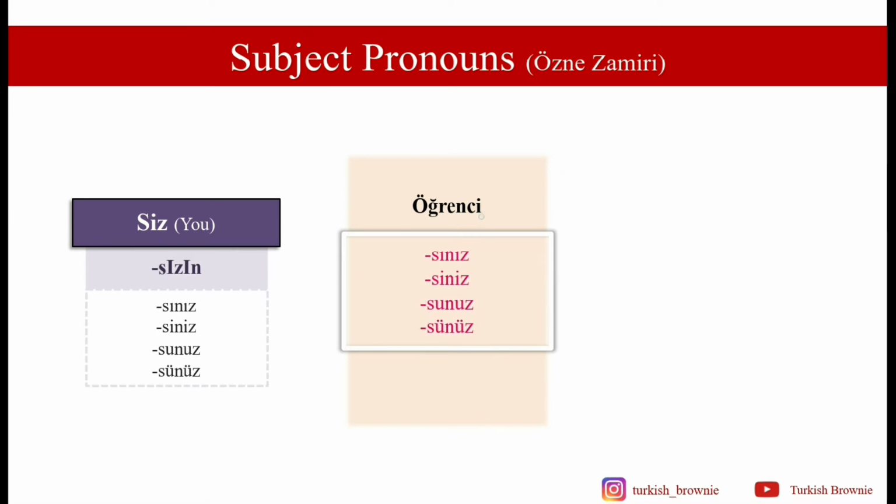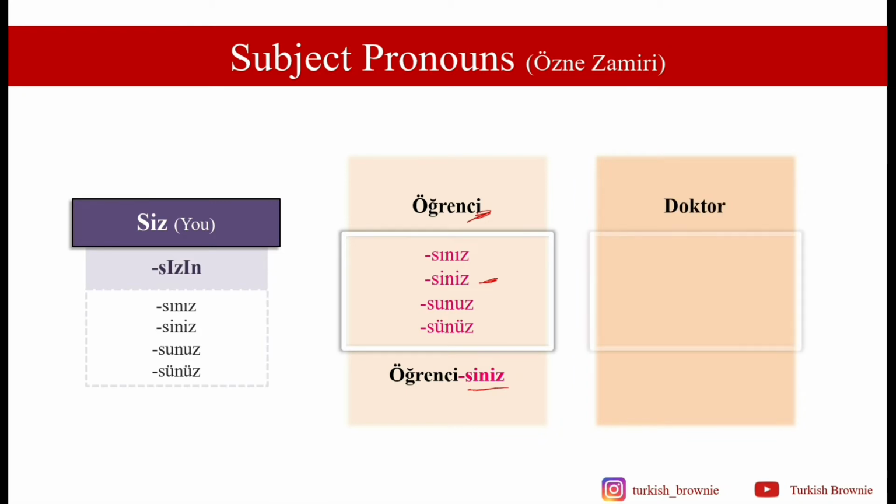Since the last vowel here is I, we're going to use the siniz form and the word becomes öğrencisiniz, meaning you are students. And for doktor, the 4 options, the last vowel is O, so we're using the sunuz form. The word becomes doktorsunuz. Now this you could be somebody who's elder than you or somebody who's in a higher rank than you, somebody who you want to refer to or talk to with a lot of respect. So you are students, could be 2 people or could be somebody who's higher in rank than you.